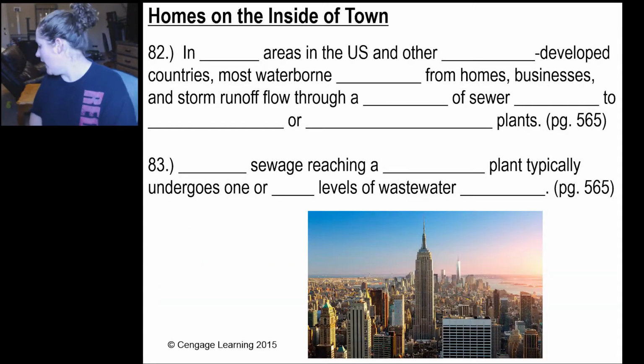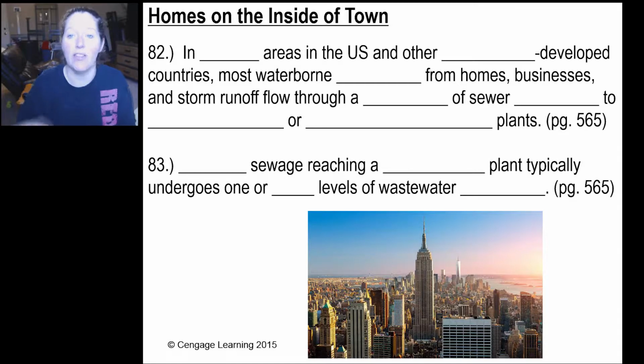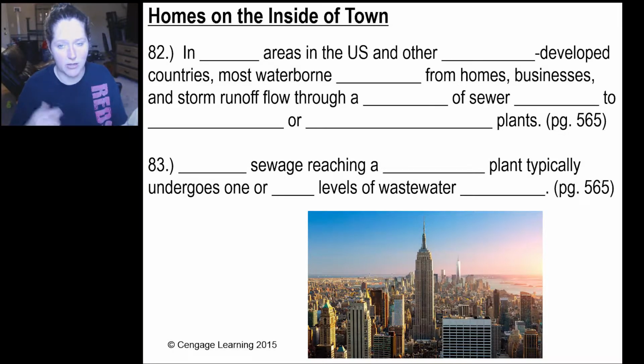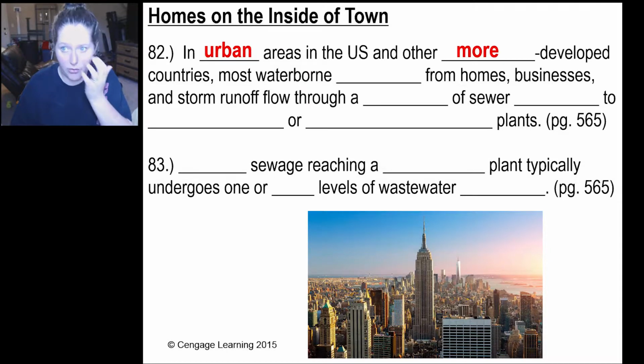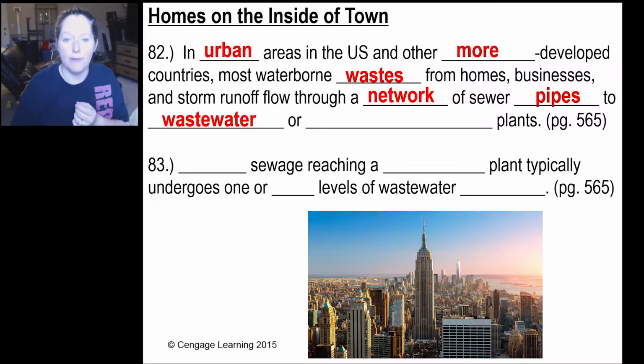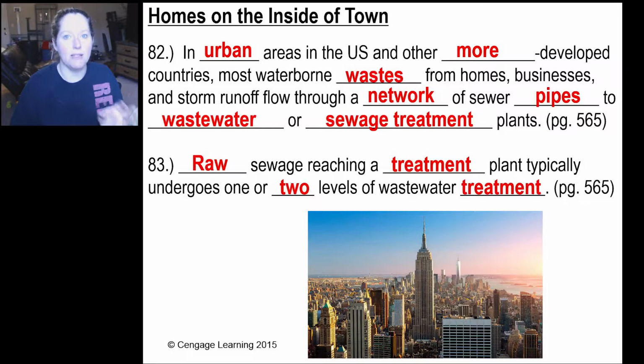So anyways, what happens if you live on the inside of town? Well, you're probably not going to have a septic tank system and a drainage field. Instead, what you're going to have is a series of pipes that are going to take that waste from your house, and they're going to deliver it to a sewage treatment plant. And so we're going to talk about that.